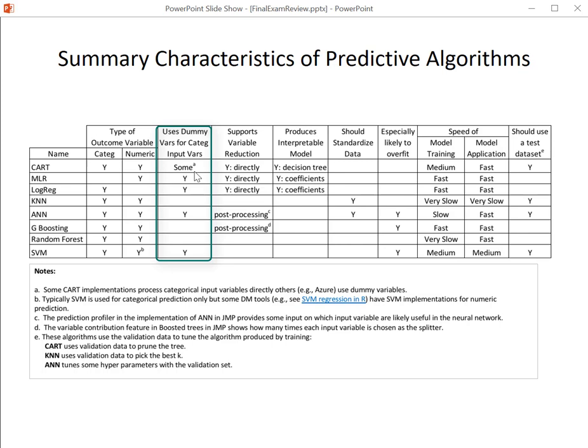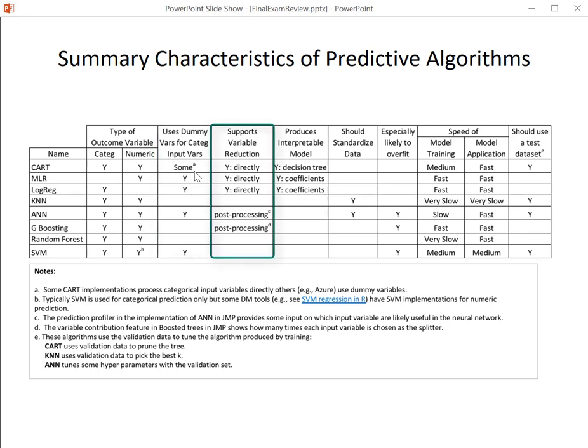Some data mining tools do this automatically, and sometimes, like the examples we worked on in Python, we actually had to create the dummy variables and eliminate one of the categories. Now KNN and boosting and so forth, they can use categorical values directly, and they do not need to use dummy variables when they are doing the machine learning.